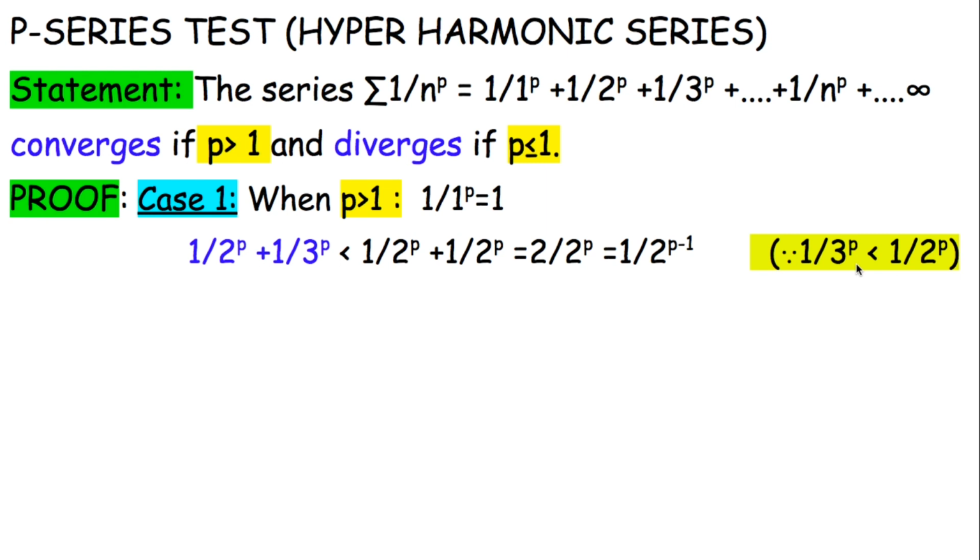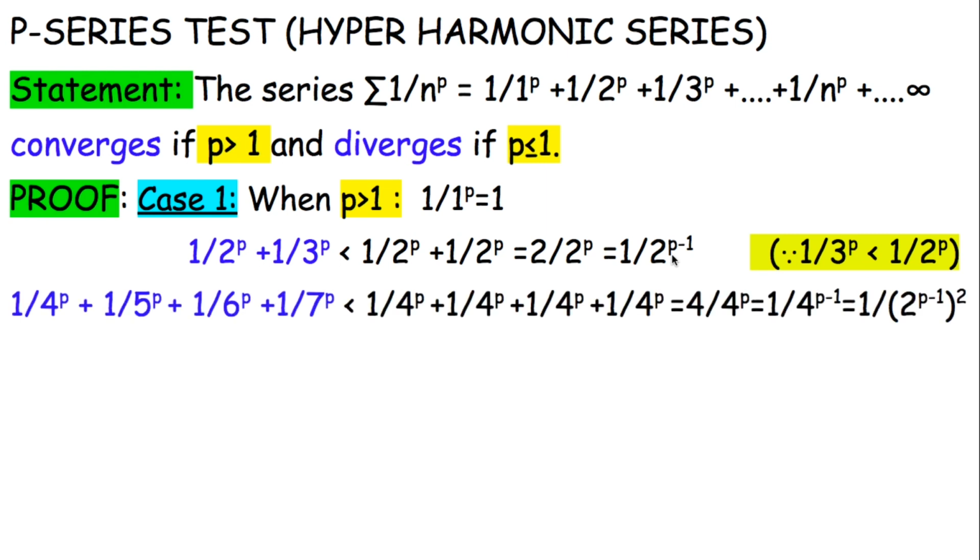1 upon 3 raised to power p is always less than 1 upon 2 raised to power p, so 1 upon 2 raised to power p plus 1 upon 2 raised to power p equals 2 upon 2 raised to power p. As we know, when we add both these quantities, since 1 upon 3 raised to power p is less than 1 upon 2 raised to power p, the sum is always less than this right side. So when we add them, we get less than 1 upon 2 raised to power p minus 1.